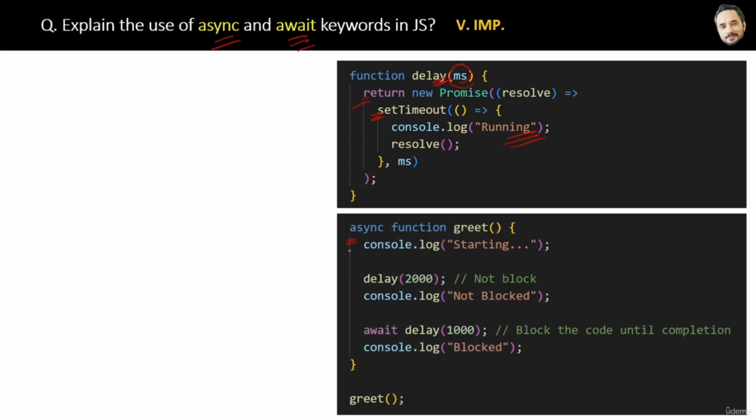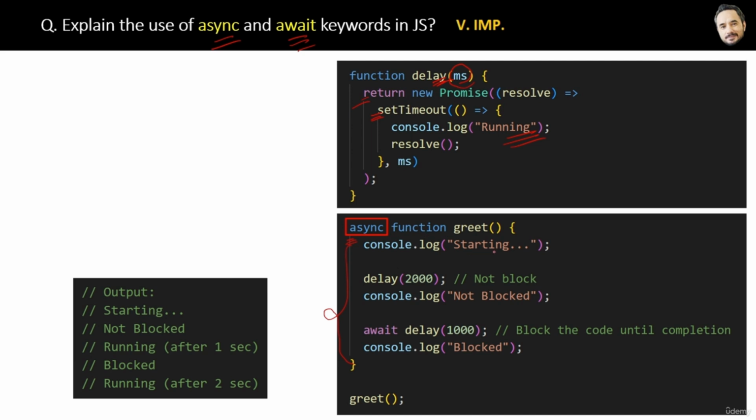The role of this async keyword is to make the whole method run asynchronously. Okay, what it means is when I execute this, here is the output. Then the starting will be printed. Then this delay function will be called with 2000 milliseconds as a parameter.